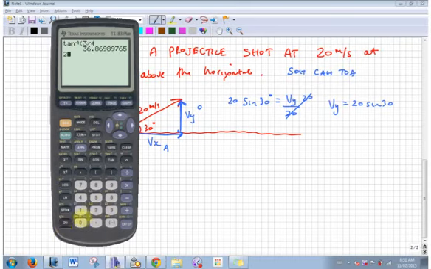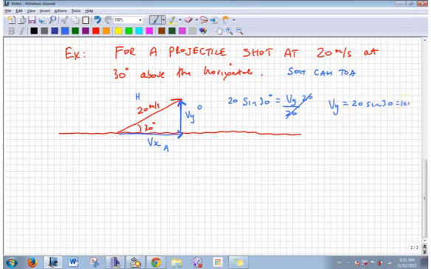Let's prove it. 20 sine 30. Sine 30 is a half. That's a special triangle. Those of you in Math 12, you're going to know this stuff. Or else. Okay? That is 10. And I know I have units here, so that is 10 meters a second vertically. So when this thing goes like this, you can think of it going up at 10 meters a second.